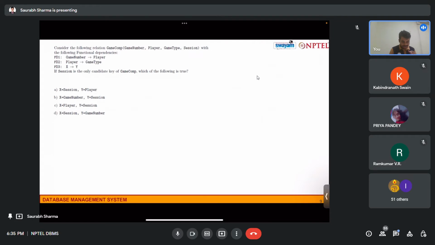Okay. Let's jump to the next one. It is a very simple question. There is a game company relation with game number, player, game type, and session, with these dependencies. If we just take the closure of each left-hand side attribute, I think we will get to the answer. Game number determines player.